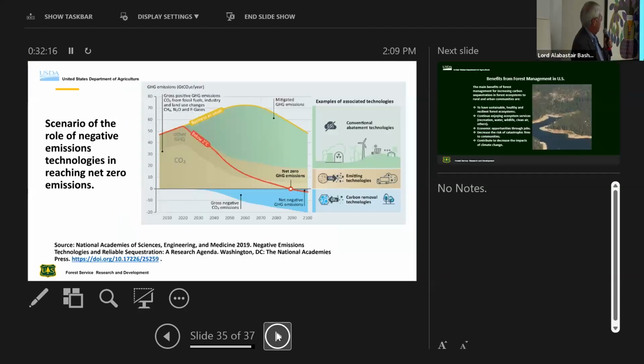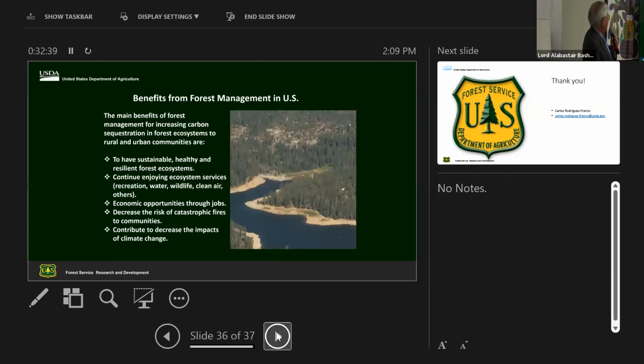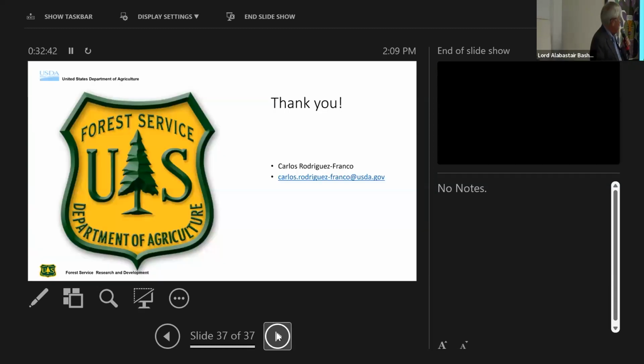So what I want to show you in this slide is that the blue part is what we can do through carbon removal technologies with carbon capture and storage. The brown one is decreasing the use of fossil fuels, and the green one is the renewable technologies, including biochar. So at the end of the day, the benefits of doing forest management are to continue having ecosystem services, having healthy forests, and having rural economies that can prosper in the United States. I'm sorry, I speak too much.